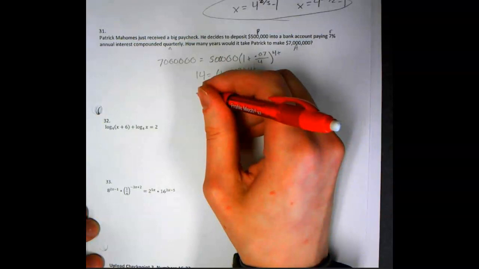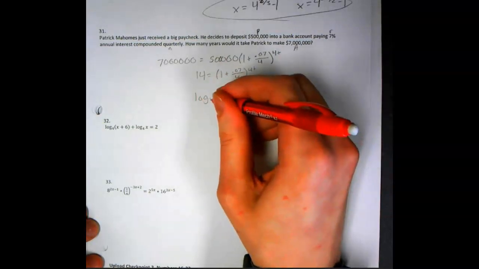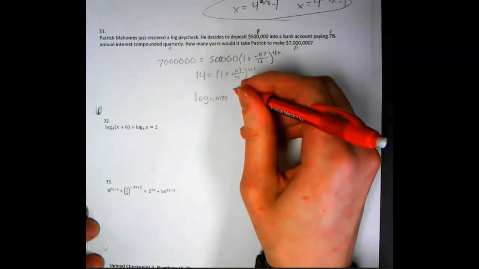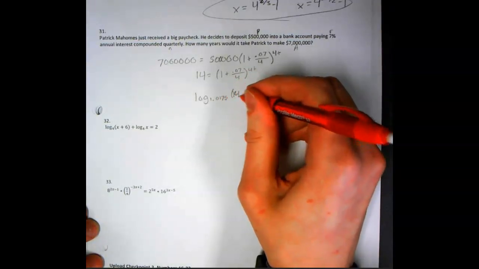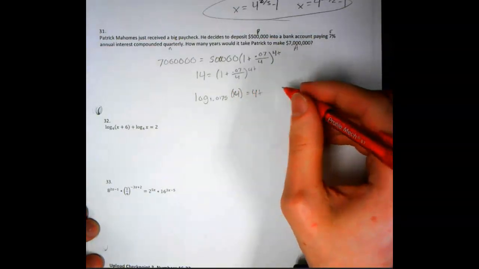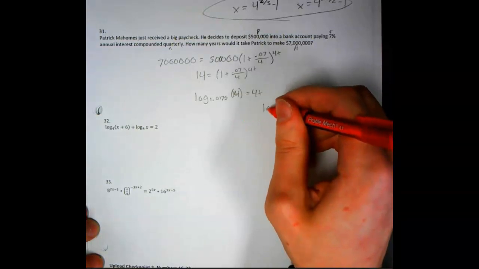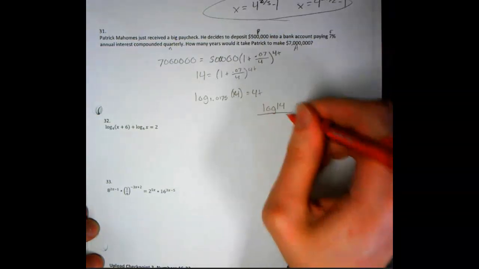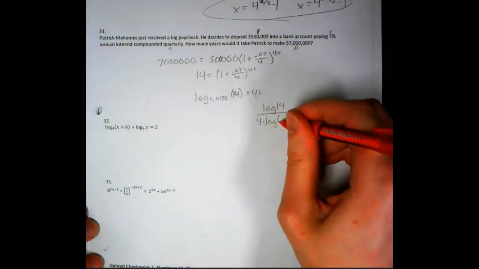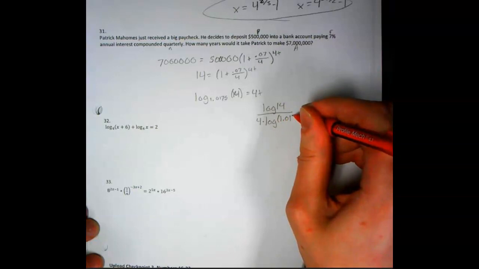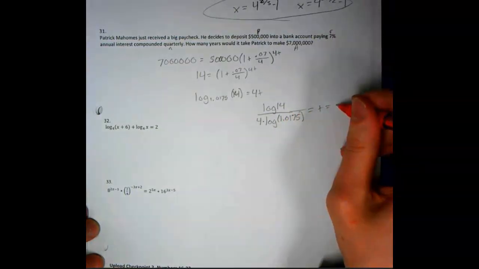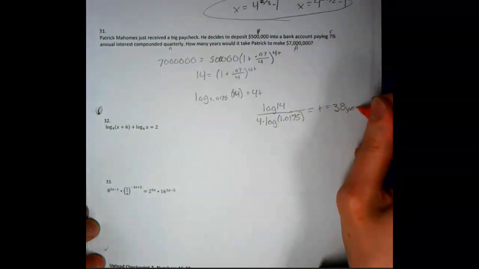We do our log. We'll have log of 1.0175 of 14 equals 4t. So when we do our change of base, we'll have log of 14 over 4 times the log of 1.0175 equals t, and that's going to equal 38 years.